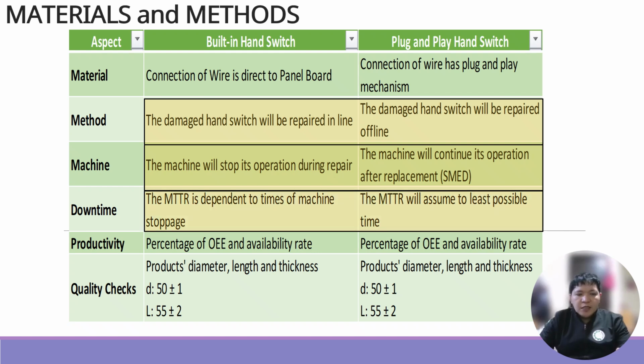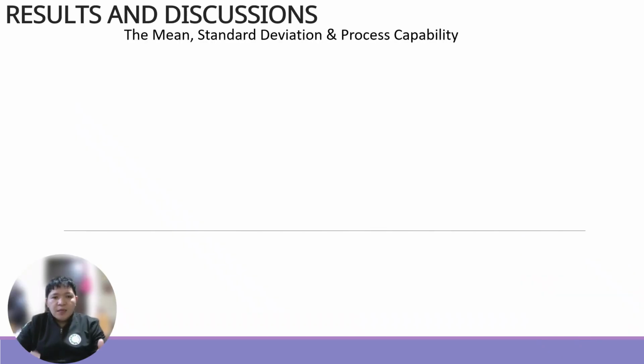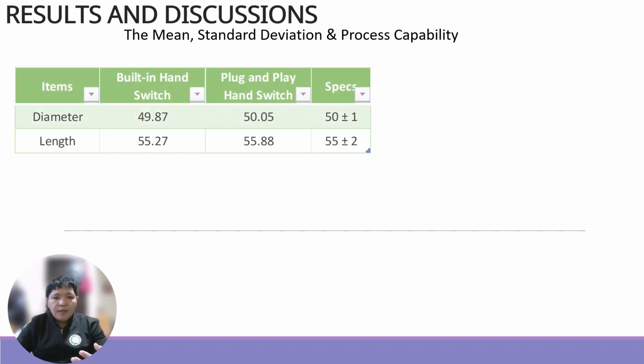And then the downtime. The MTTR, or the mean time to repair, is dependent on the times of machine stoppage for the built-in hand switch. While for the plug-and-play hand switch, the MTTR will be assumed to be the least possible time of the operation. And also the productivity, we have the same target, percentage of OEE and availability rate. For the descriptive statistics, the mean, the standard deviation, and the process capability.